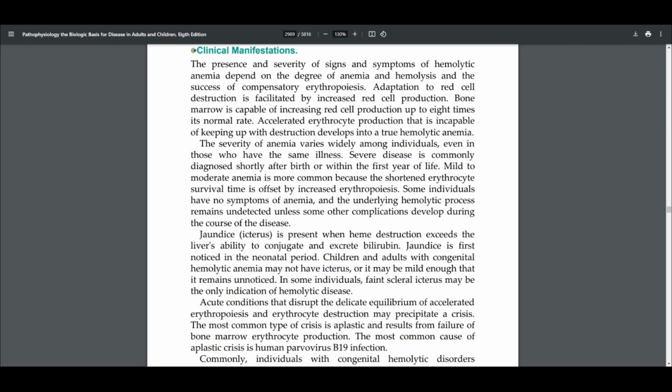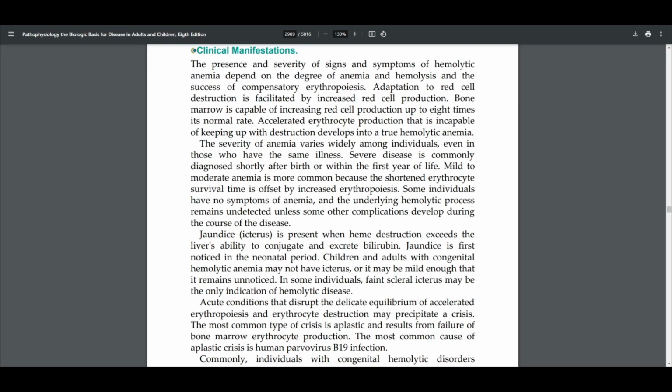So, clinical manifestations. The presence and severity of signs and symptoms of hemolytic anemia all depend on the degree of the anemia and hemolysis and the success of the compensatory erythropoiesis. Adaptation to red cell destruction is facilitated by increased red cell production. Bone marrow is capable of increasing red cell production up to 8 times its normal rate. Accelerated erythrocyte production that is incapable of keeping up with destruction develops into a true hemolytic anemia.